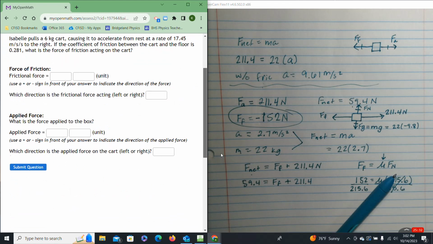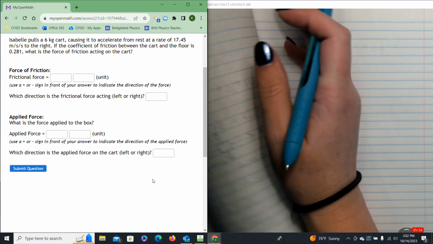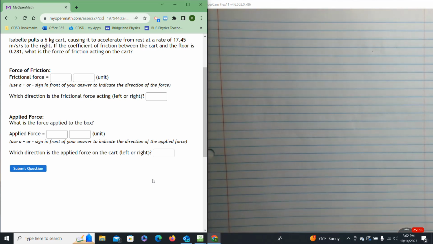Next question says, Isabel pulls a 6-kilogram cart, causing it to accelerate from rest at a rate of 17.45 meters per second squared to the right. If the coefficient of friction between the cart and the floor is 0.281, what is the force of friction acting on the cart? All right, I need a fresh sheet of paper so that we can work this out.